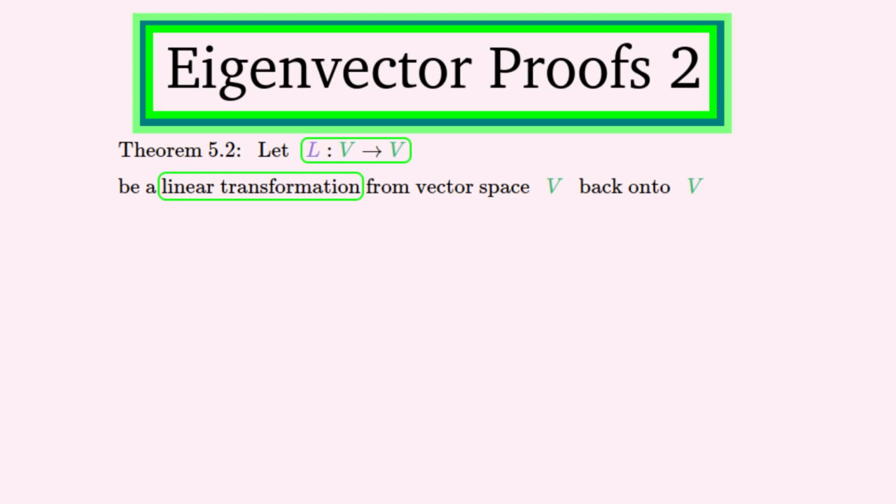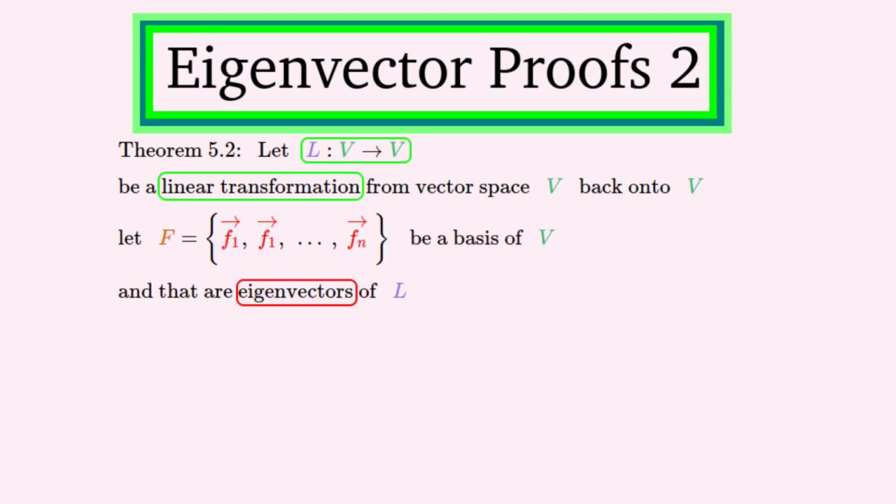So we've got a linear transformation called L, and it's a function of an element in the vector space called V. The output of this function L is also in the same vector space V. We've got a set called F, and it contains vectors, which are a basis of vector space V, and these vectors are eigenvectors of L. We can say that L has eigenvectors because it's interchangeable with a matrix.